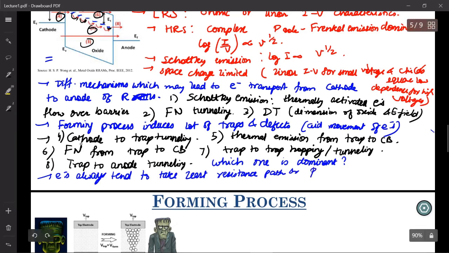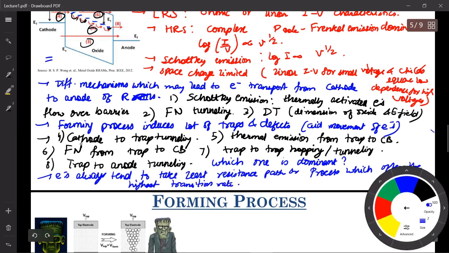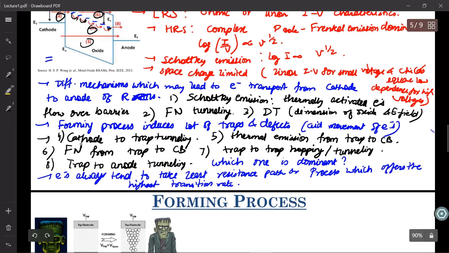The process which offers the highest transition rate amongst these. So which process will give you the highest transition rate? What are the factors on which that will depend? So that will depend upon first the oxide material.